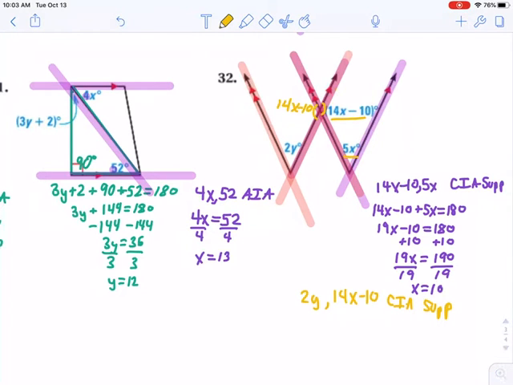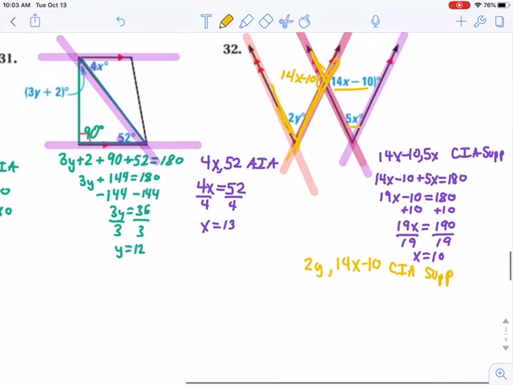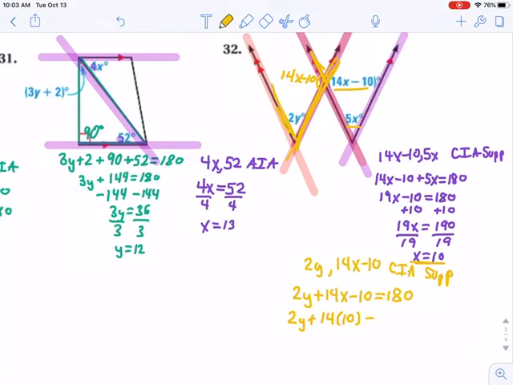Just to emphasize, we have this transversal right here, and these parallel lines, and they're on the same side inside, so that's why they're consecutive interior angles. So I'm allowed to say 2y plus 14x minus 10 equals 180. And furthermore, x equals 10, so I'm allowed to plug in 10 for x.